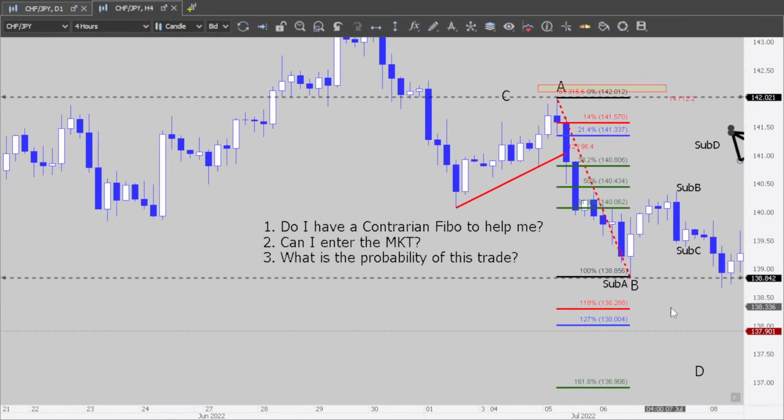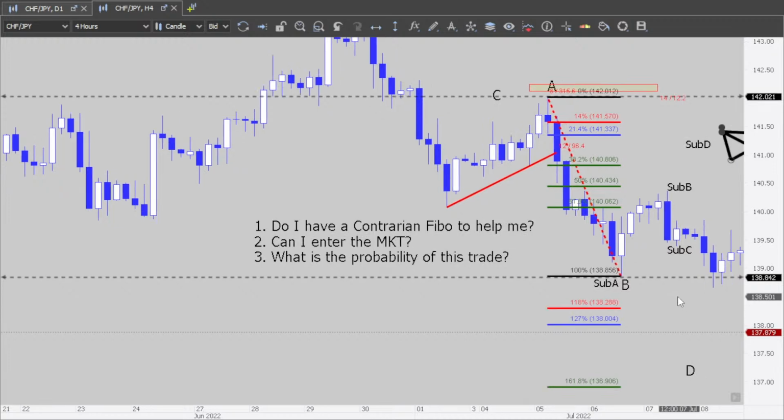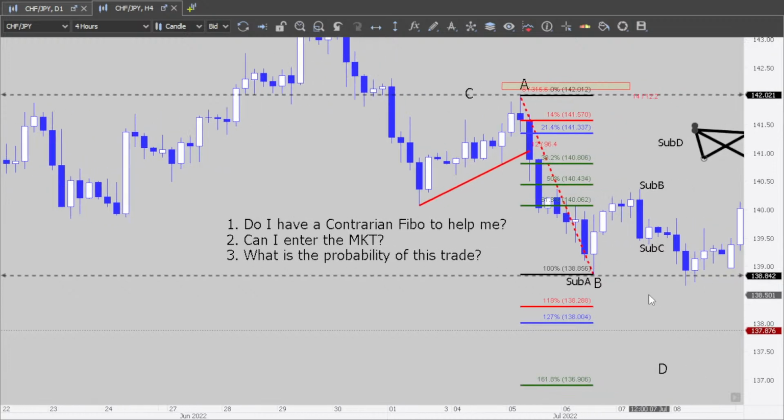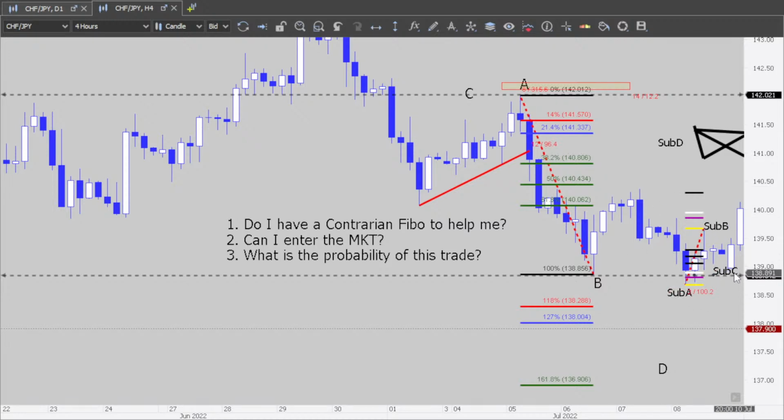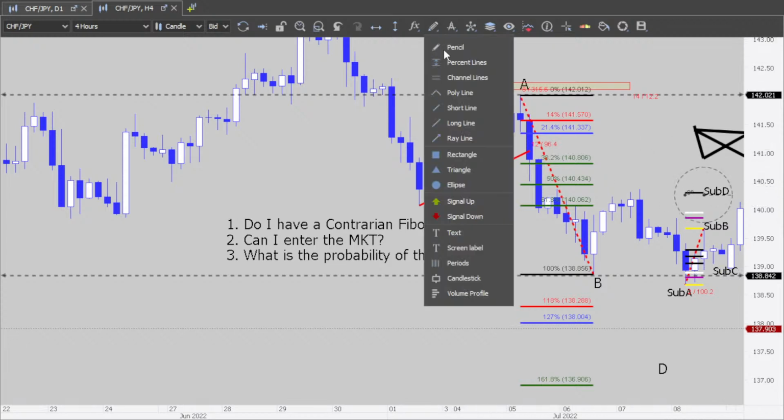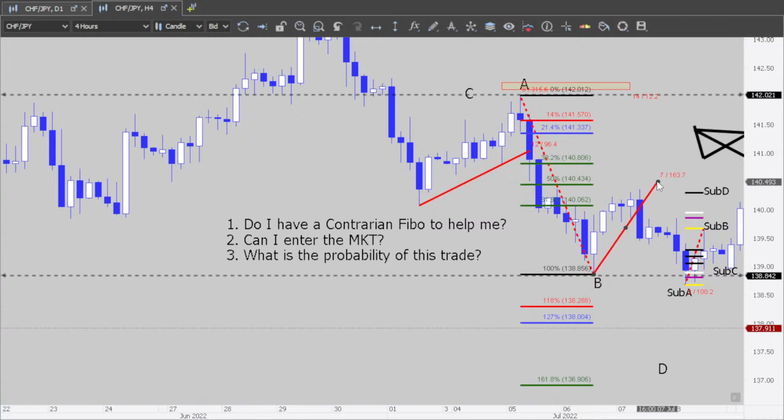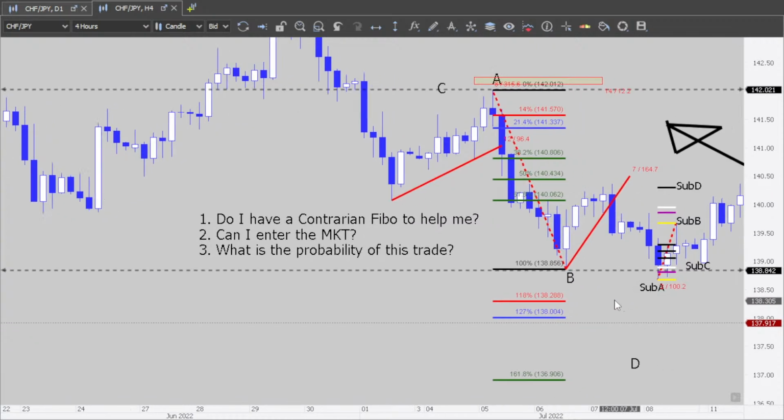You know, this is how it happens. The market broke our sub A, but then when it makes a new high, like in here, we need to redraw our contrarian Fibonacci. So this is the new sub A. This is the new sub B, this is the new sub C, and this is the new sub D. Remember, we are still in a trade. We entered in here. So we're going to monitor the market, right?